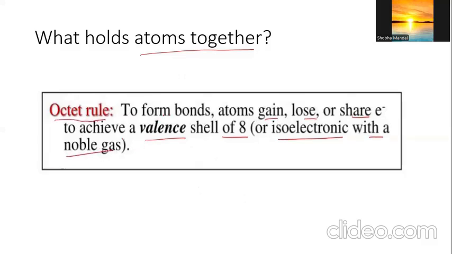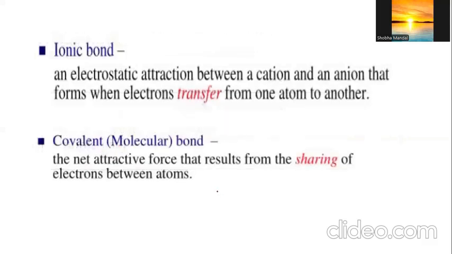So when the atoms observe the octet rule, they become stable like the noble gas, having 8 electrons in the valence shell. So before we proceed, let's have an idea about ionic bond and covalent bond.